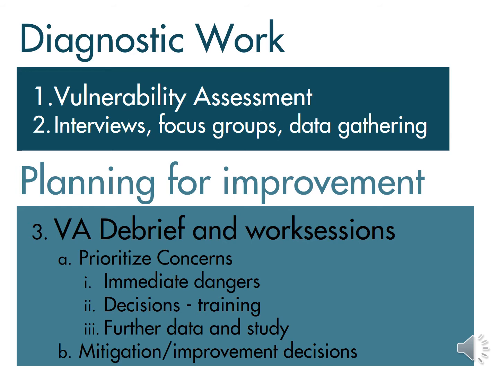Then we move to planning for improvement. So we have a vulnerability assessment debrief and work session with school leadership. In that, we prioritize the concerns. What are things that are immediate dangers, potentially fire violations, things that need to be addressed and mitigated right away. And then we also talk about further decisions for training and professional development, what other further data and study needs to happen, and then make decisions in terms of action items of mitigation and improvement.